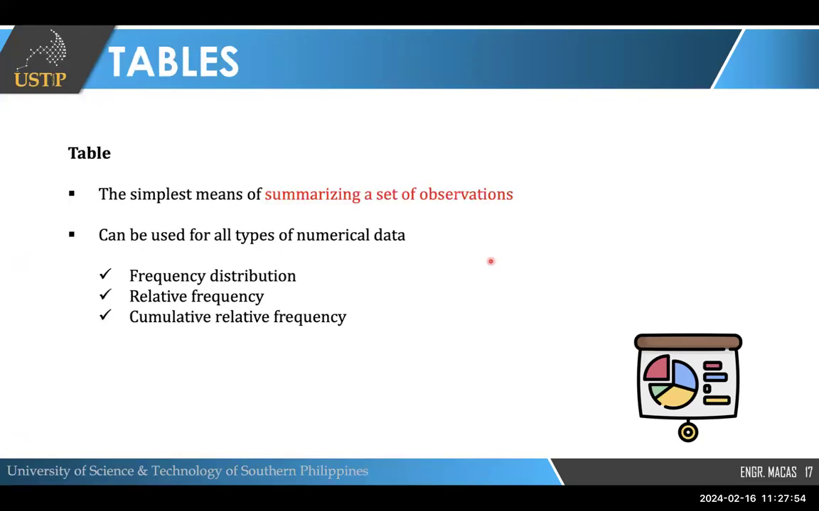Okay, so let's go to tables, class. Okay, so after you gather the data, after you present the data, after you categorize on sino siya nga type of data, you will need to present it, no, in a way nga easy to digest or easy to manipulate later on as you create graphs, as you create charts. Okay, so ang pinaka simple nga means, class, of summarizing a set of observation is through a table. Okay, and it can be used for all types of numerical data.